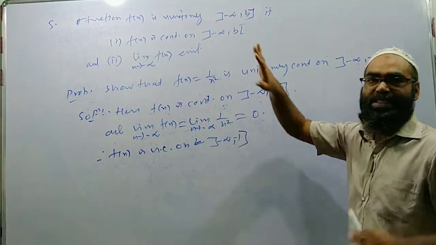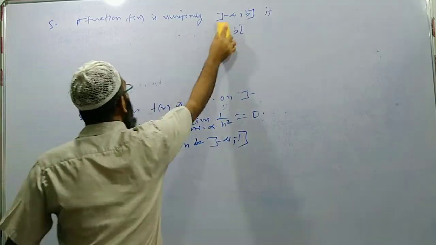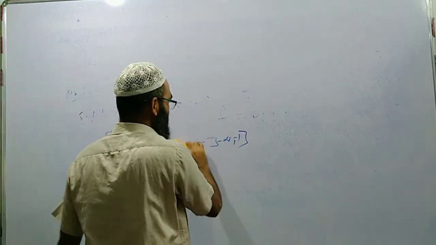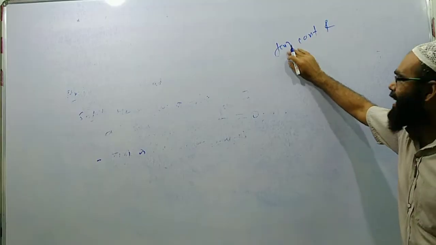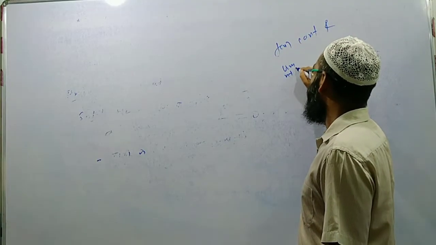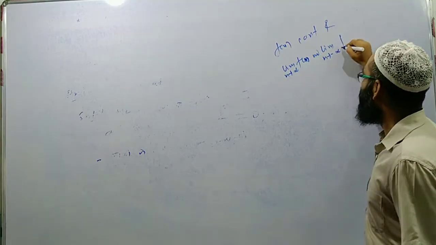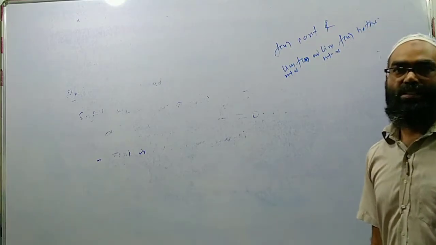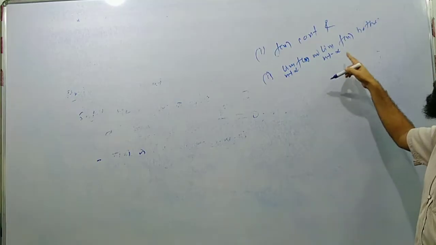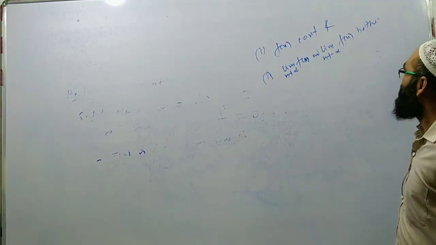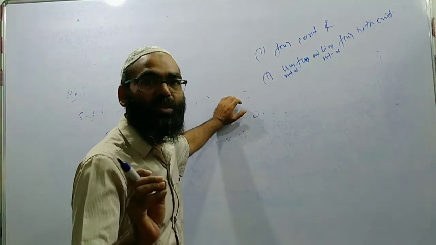Now, if the interval is extended to the real line, the set of real numbers R, and the function f(x) is such that, condition 1, f(x) is continuous on R, that is, f(x) is everywhere continuous, and condition 2, the limit as x tends to infinity of f(x) and the limit as x tends to minus infinity of f(x) both exist, then f(x) is uniformly continuous on R.